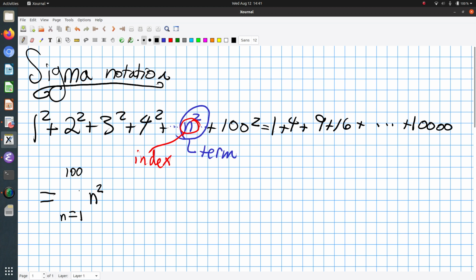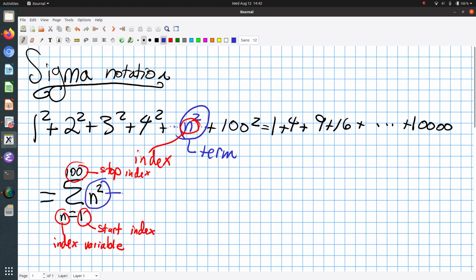squared. And the notation we use is this sort of squiggly line. It's a capital Greek letter sigma, sigma for sum. So this is called sigma notation, and it's pretty convenient. And if you break it apart, here's the index variable. This is the starting index, and this is the stop index, and this is the general term. Well, that's pretty convenient.